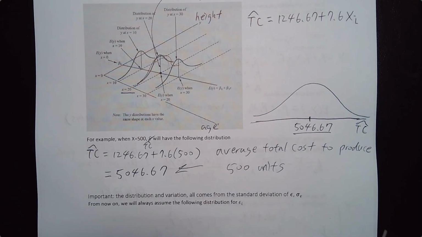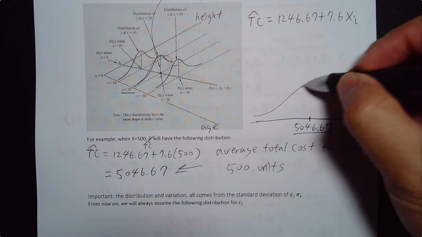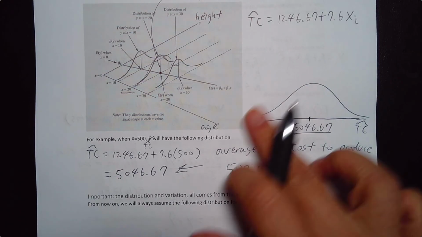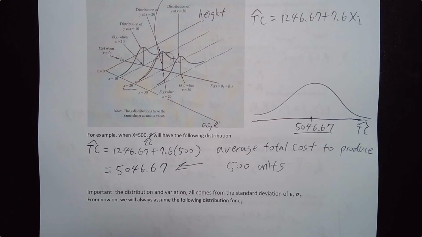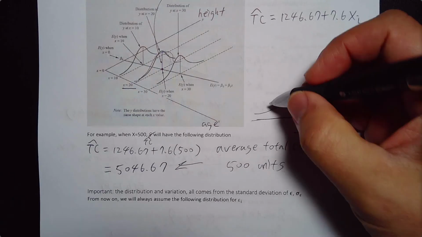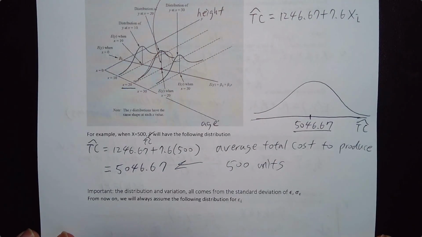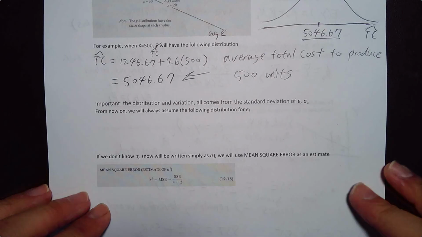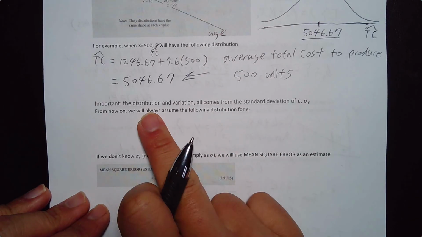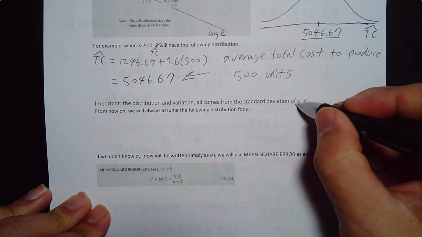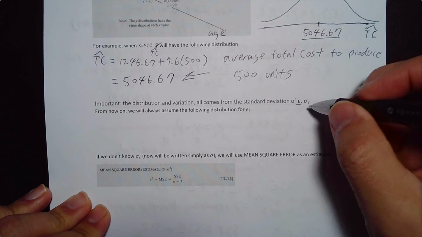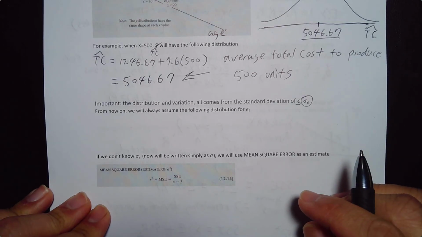Now, why is it that this is normally distributed? Why am I drawing this? Well, actually, we made some assumptions, or we just didn't talk about it yet. But we actually made some pretty strong assumptions in order for us to proceed and draw this normal distribution. The variations all come from epsilon. More specifically, they come from the standard deviation of epsilon.